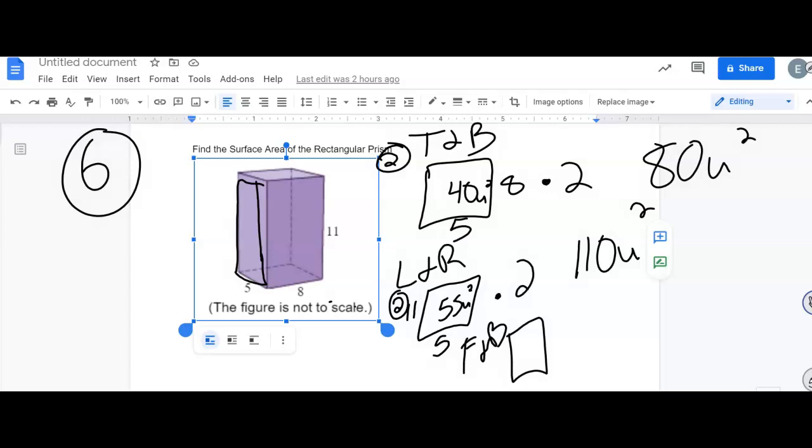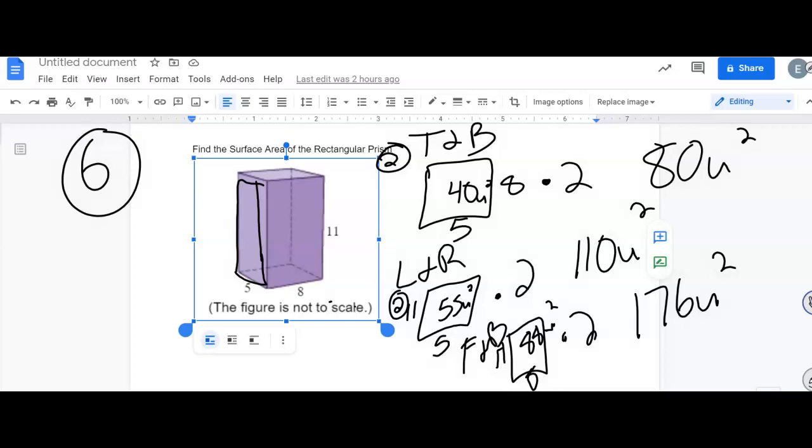Caitlin. 8 times 11. I should get 88. Multiply that by 2. What's 88 times 2? Sam? 176 units squared. Do we agree?